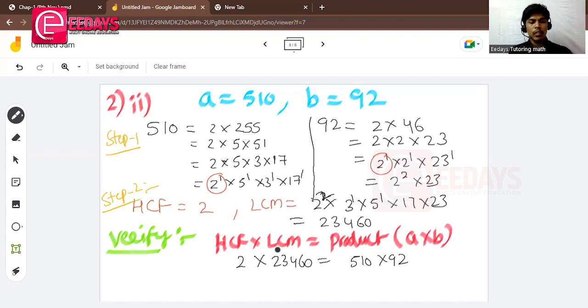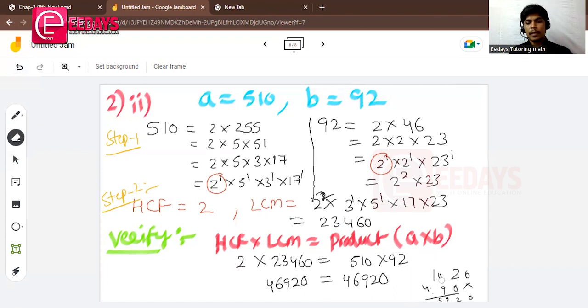2 into 2, 3, 4, 6, 0. So we will get 4, 6, 9, 2, 0. And here also, 510 into 92. 510 into 9 is nothing but 4590, and then the 2 part, and we get 4, 6, 9, 2, 0. You got the same answer, okay? You can do these things in your rough notes, on your rough work.